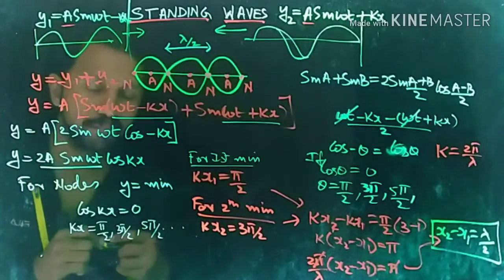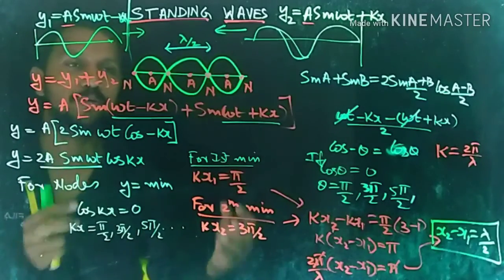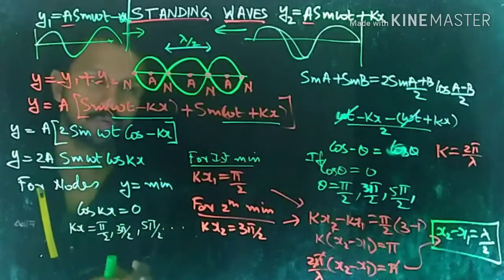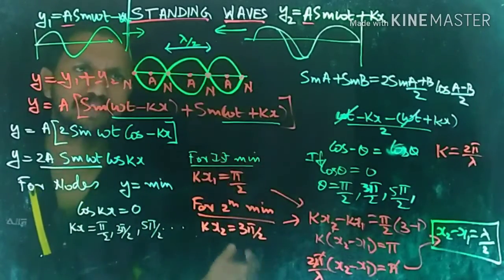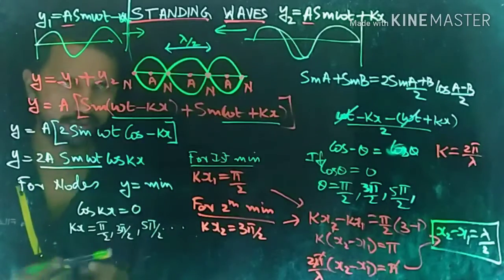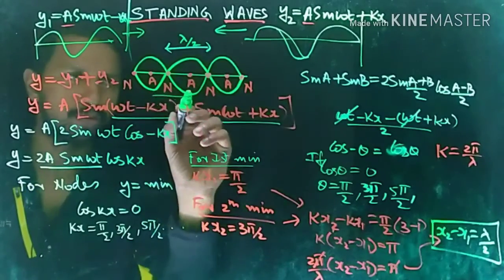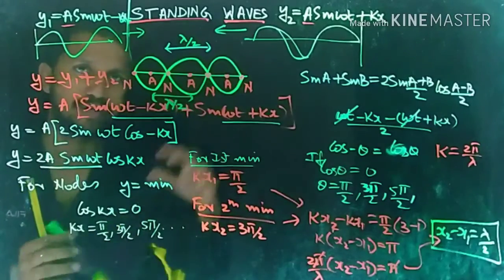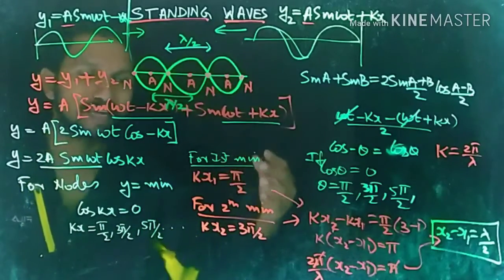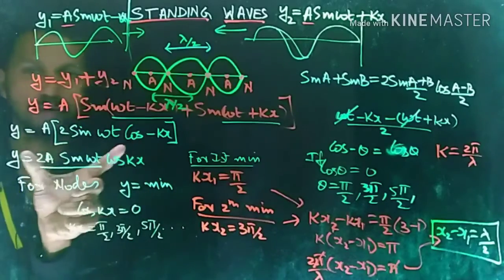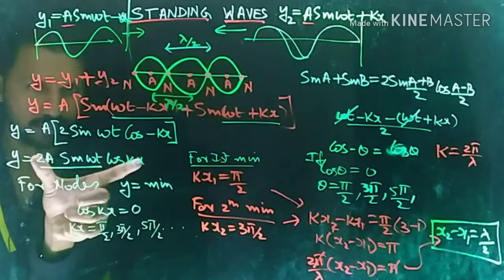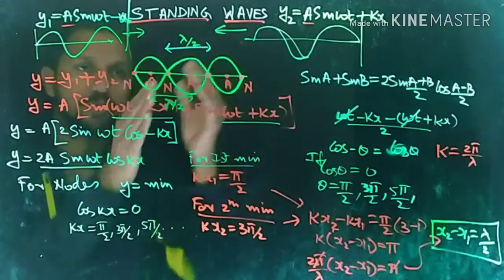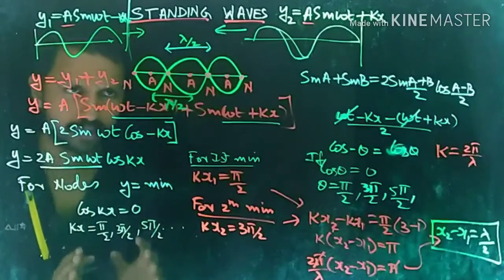In a similar manner, we could find the distance between two consecutive antinodes also. That also will be lambda by 2. Hope you have understood this mathematical derivation of standing waves. This is the mathematical equation for a standing wave, and the distance between two consecutive nodes or two consecutive antinodes is lambda by 2.